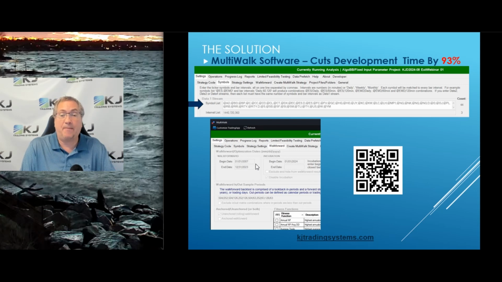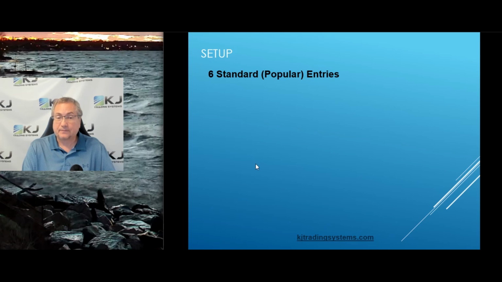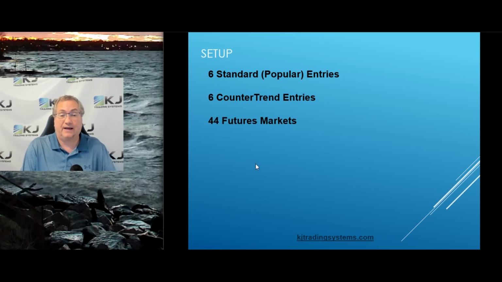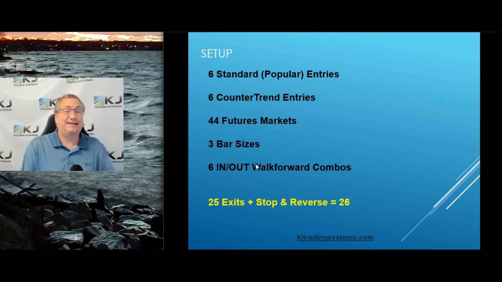So I put in all my symbols. As you can see there, I tested 44 different symbols. Put in all my bar sizes. I only did 3 for this test. And I did a whole bunch of different walk forward combinations of in and out period. And then I took 6 standard entries, 6 counter trend entries, so 12 altogether. Like I said, I did it on 44 futures markets, 3 bar sizes, a bunch of different walk forward combinations, and then I tested 26 different exits.